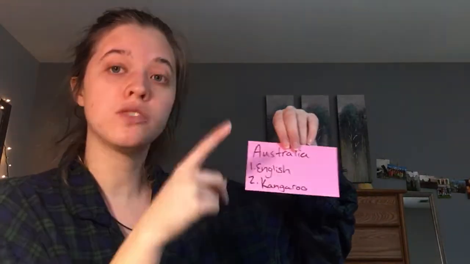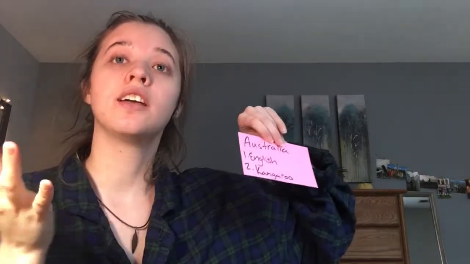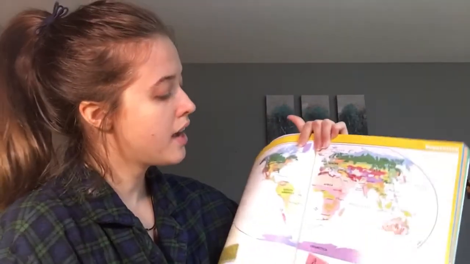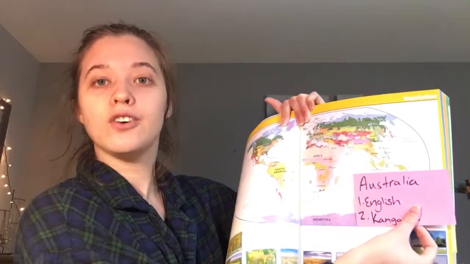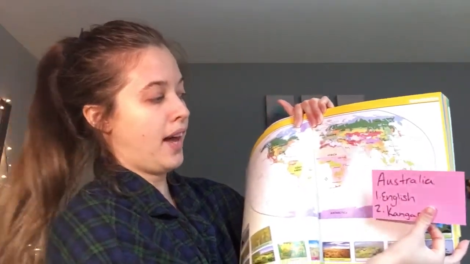So the first fact is English. English is one of the languages spoken in Australia. And number 2 is kangaroo. A kangaroo is a very popular animal in Australia, okay? So those are 2 facts about the continent of Australia. So this one is going to go right here. That goes right over that map, that continent, okay? Because that's the Australia continent.